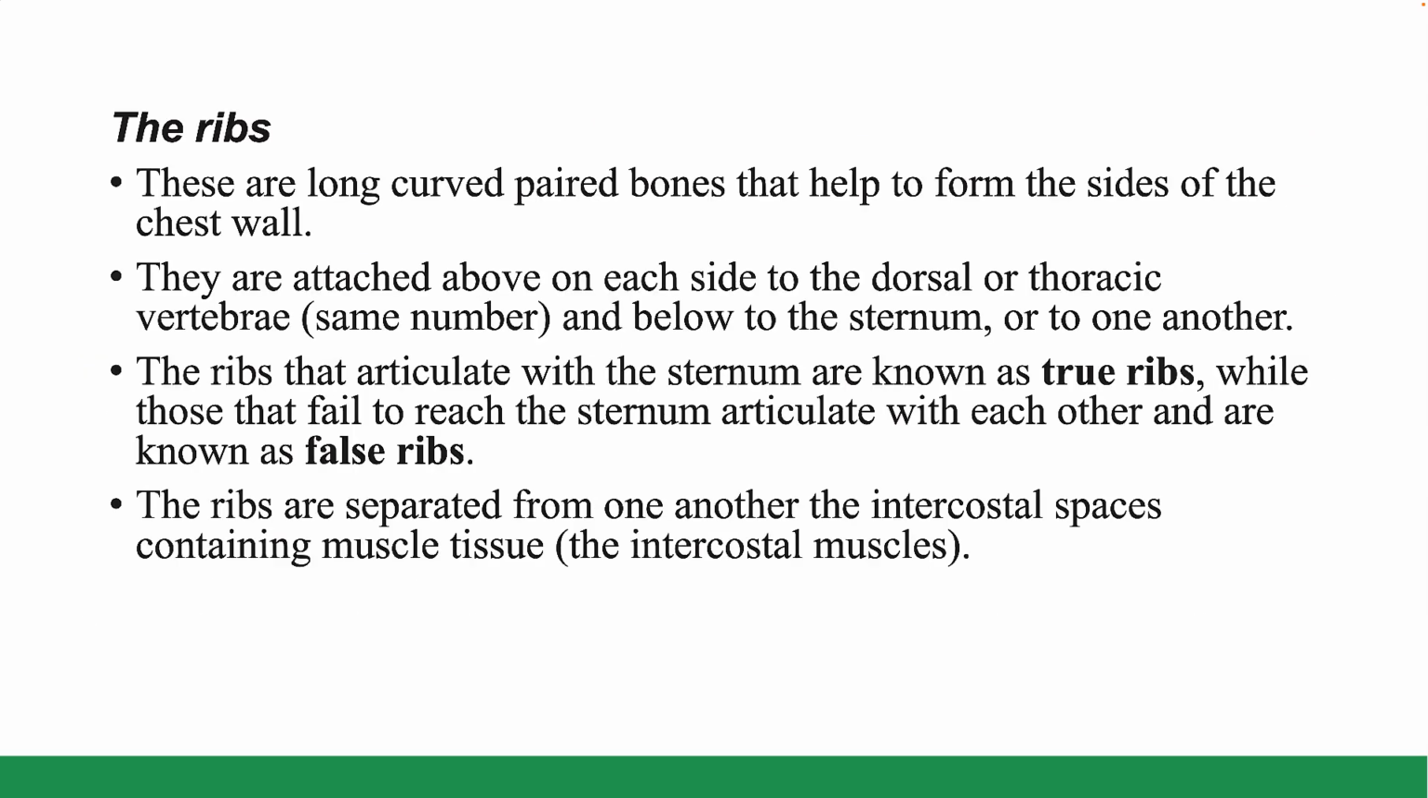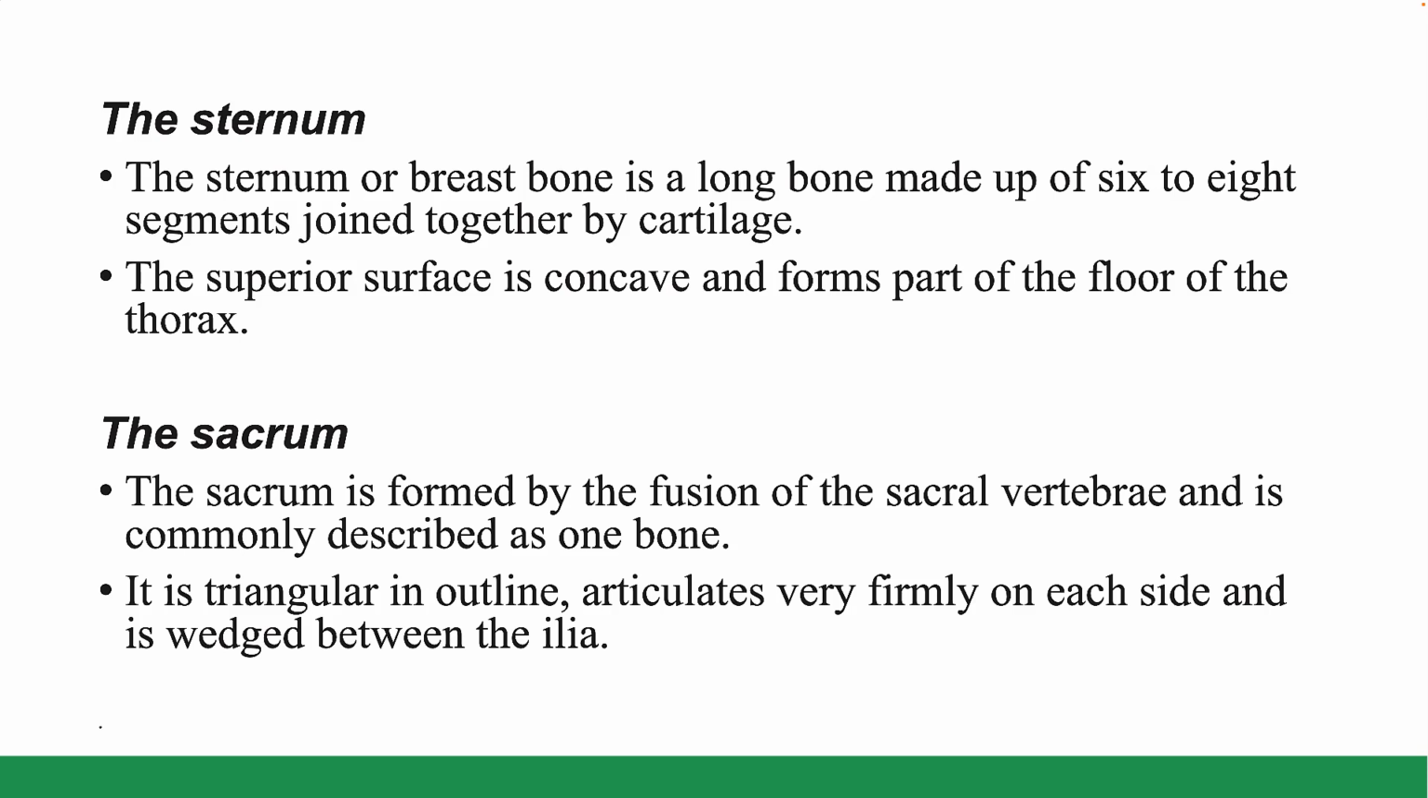Then for the ribs, where the thoracic vertebrae are, just to remember, we have ribs which articulate with the sternum, referred to as true ribs, and ribs which don't reach the sternum, considered as false ribs. The ribs are separated from each other by the intercostal muscles. Then you have the sternum, which is the breastbone. It will have 60 to 80 segments, depending on animal species. And then you have the sacrum, which is formed by fusion of the sacral vertebrae. Because these sacral vertebrae are fused, it is normally regarded as one bone.